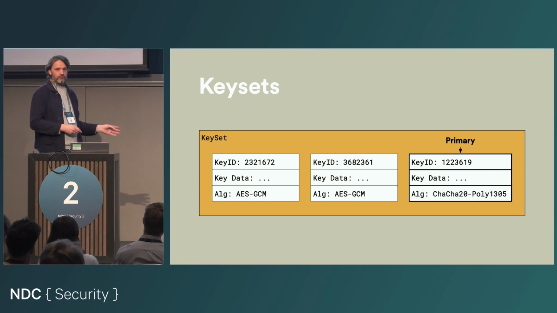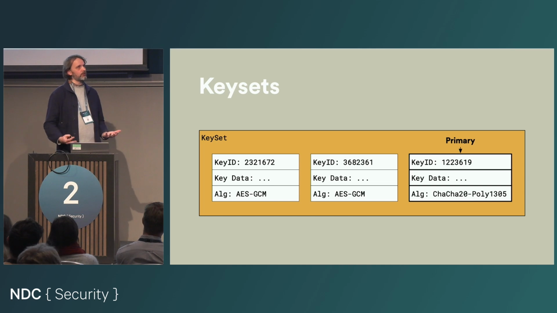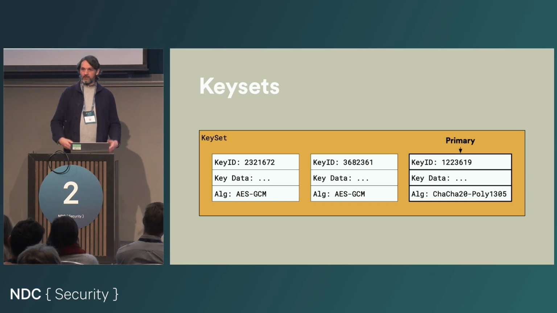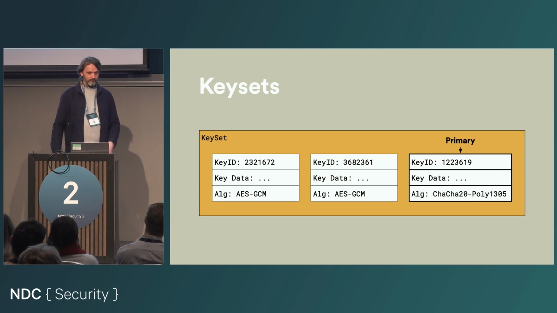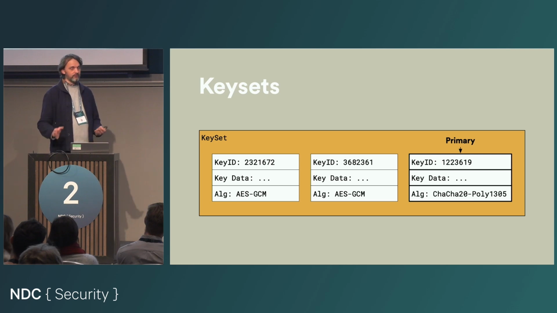So this allows you to move nicely from using old algorithms to using new algorithms while still having a period where you're using both. And this encourages two good practices. One is cryptographic agility, and the other is regular key rotation. If you're using key sets everywhere in your code base, it becomes easy to rotate keys regularly. And as someone who's had to retrofit key rotation onto a code base that just used single keys everywhere, I can tell you this makes life a lot easier.